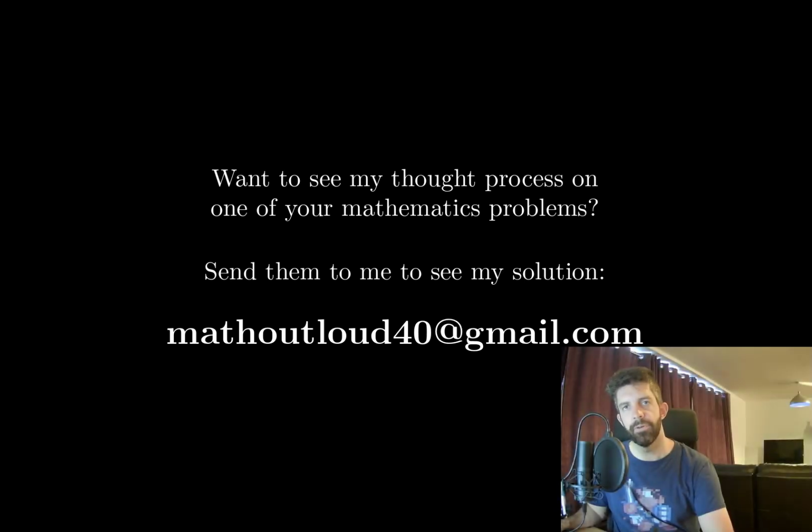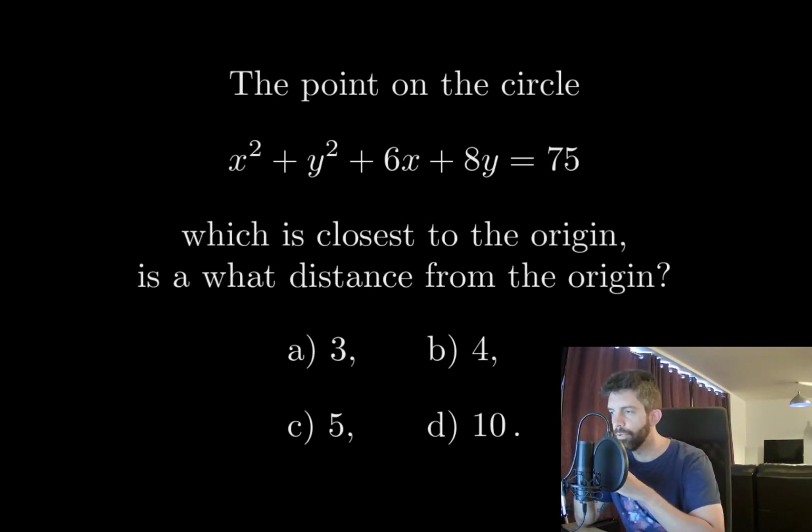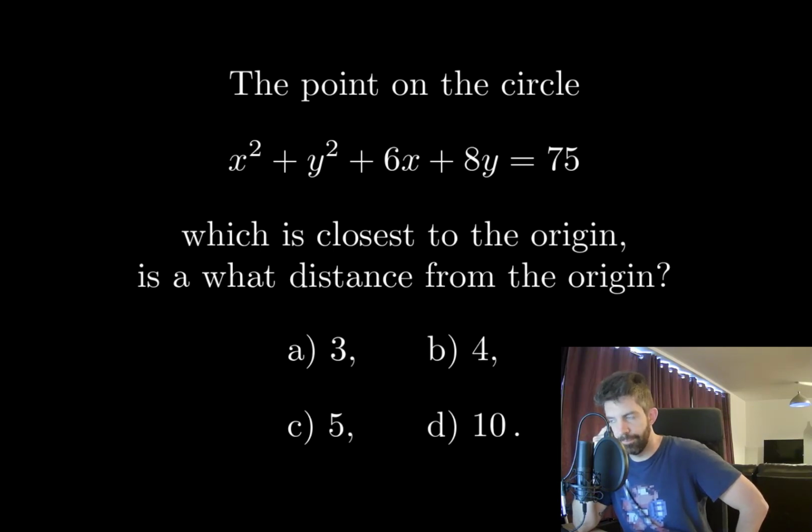Hello everyone, let's solve our next problem. The point on the circle x squared plus y squared plus 6x plus 8y equals 75, which is closest to the origin, is at what distance from the origin?